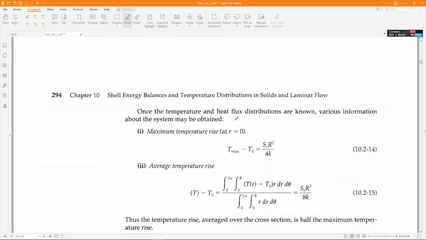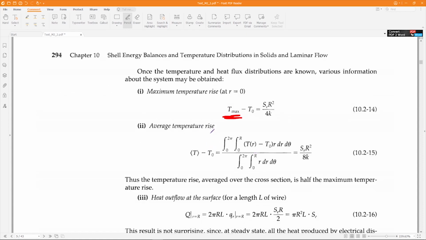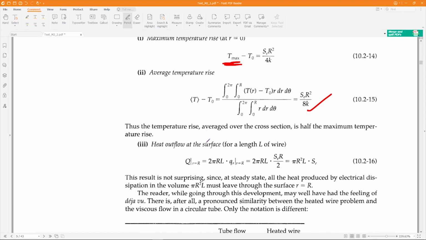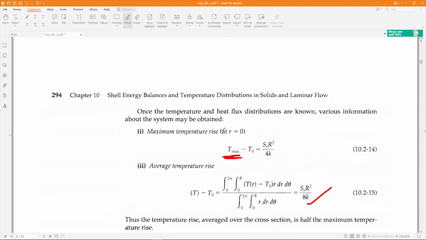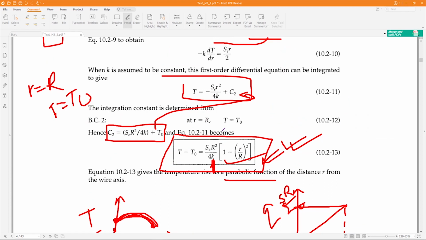Now you might be asked to find the maximum temperature, that is at the center, because there is some source of energy at the center, right? Because of the Joule heating effect. So just put R equal to zero and you'll get the T max. Average temperature, as earlier, you have to integrate over the small area. If you integrate, you get this. And if you want to find the heat flux at the outer surface, it is surface area 2 pi RL into Q_r at R is equal to R. So you can find out. This is how you find the flux profile and temperature profile using shell energy balance.